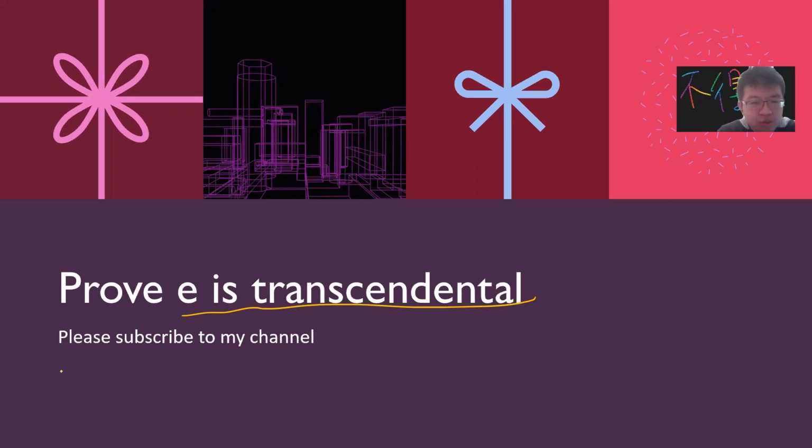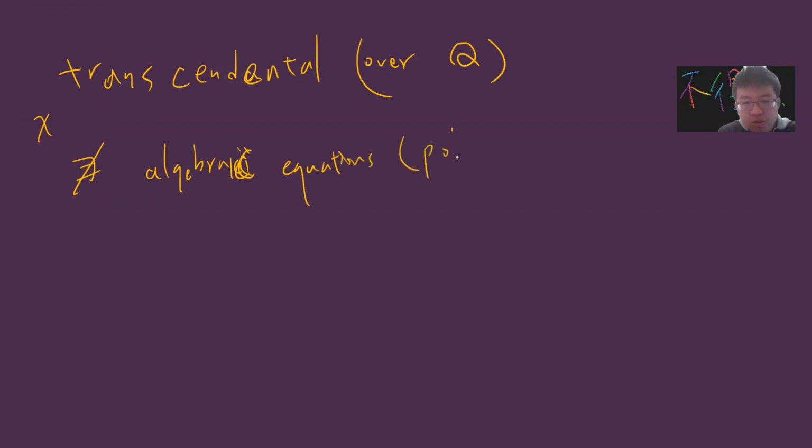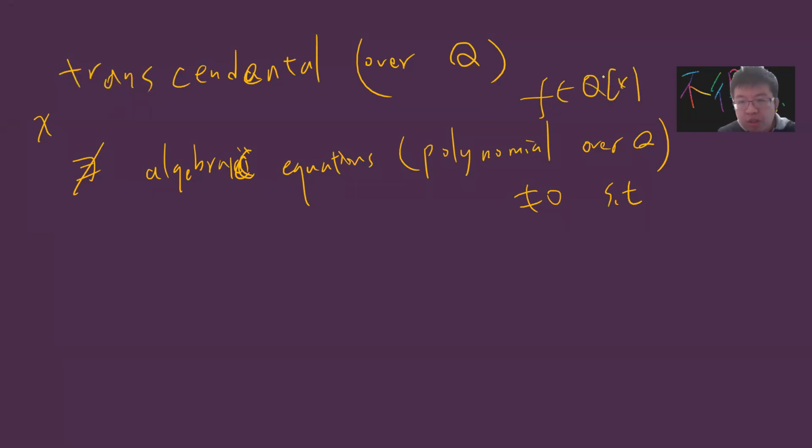So this problem, proving e is transcendental, has a very old history, right? Let me just give a quick definition. When I say a number is transcendental, usually I'm saying over Q. It means that if x is transcendental, there are no algebraic equations, no polynomial over Q that is set to 0. Let's say f belongs to Q[x] and f is non-zero, such that f(x) is 0.